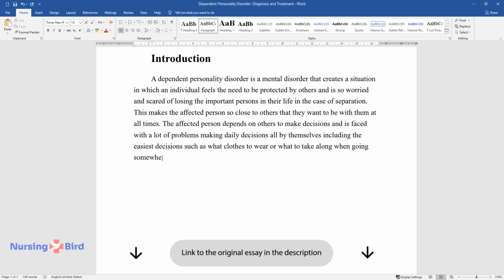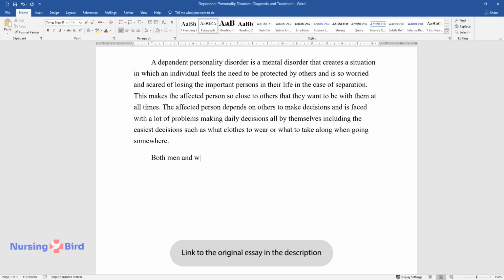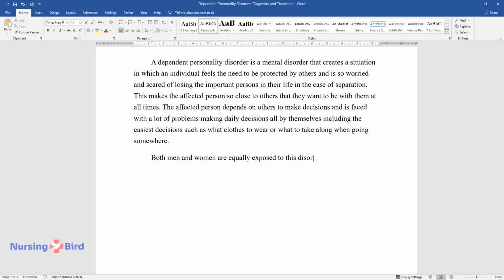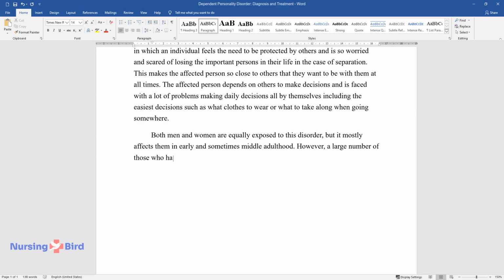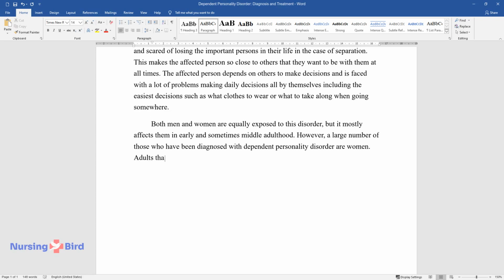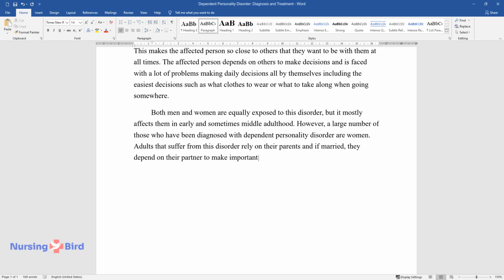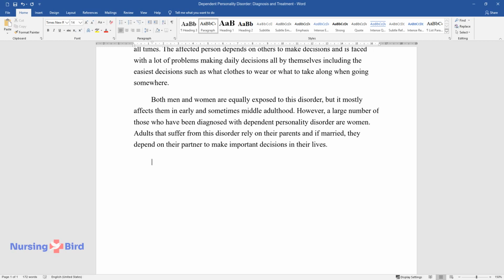along when going somewhere. Both men and women are equally exposed to this disorder, but it mostly affects them in early and sometimes middle adulthood. However, a large number of those who have been diagnosed with dependent personality disorder are women. Adults that suffer from this disorder rely on their parents, and if married, they depend on their partner to make important decisions in their lives.